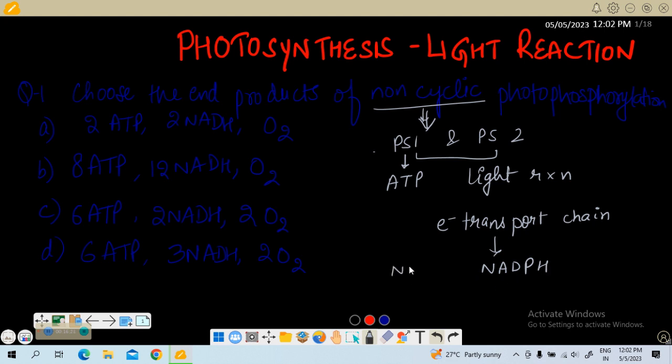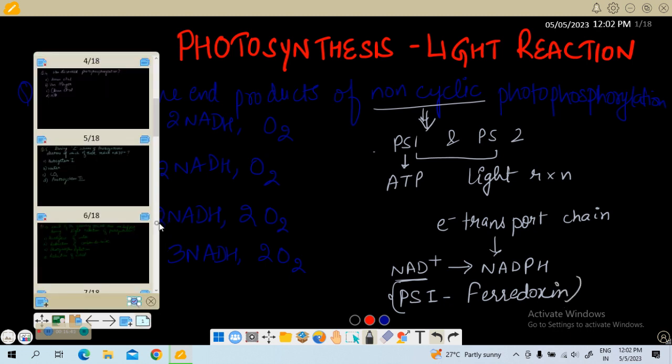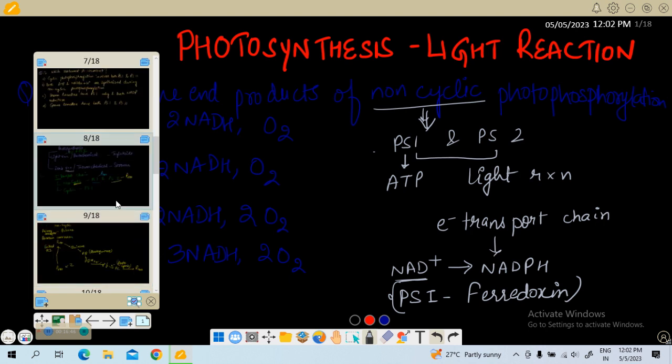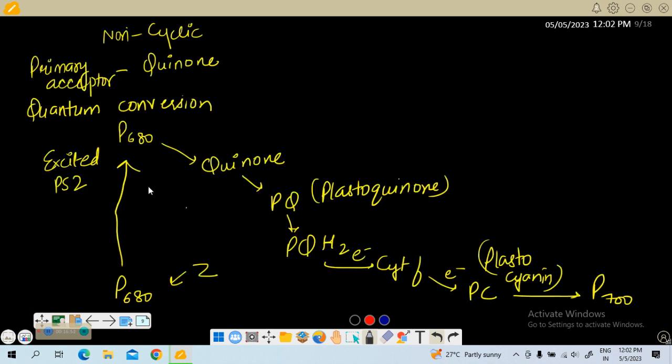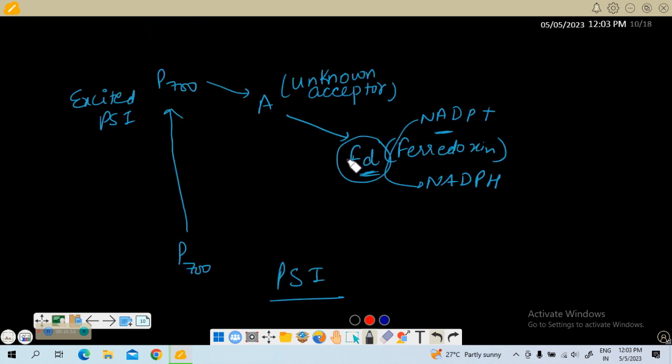Now how is this NADPH formed? From NADP positive. Where is this occurring? This is occurring in PS1, photosystem 1, at the ferredoxin stage. This is PS2, and this is PS1. At this ferredoxin stage, NADP positive is getting reduced to NADPH.